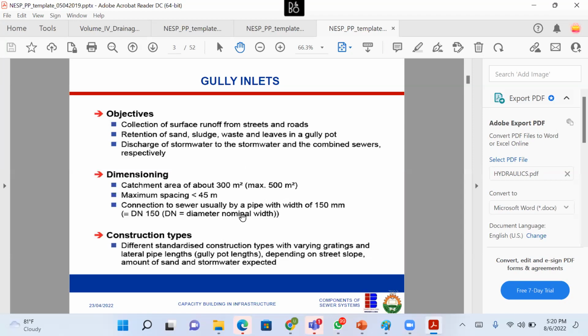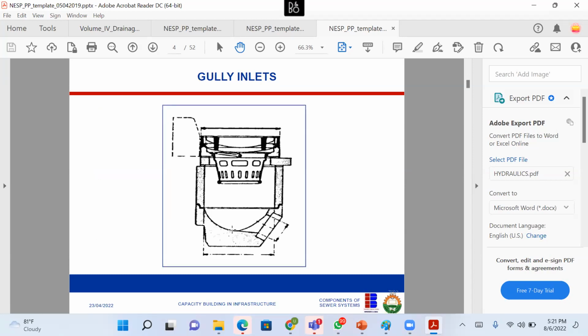Gully inlets, this is how you dimension them. It takes a maximum area of 300 square meters. They should be not more than 45 meters from each other, end to end. And you should connect them with a minimum pipe diameter of 150 mm. The construction has different standards. So this is what the gully inlet looks like, right?